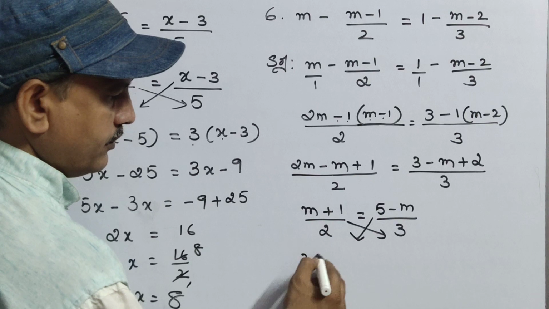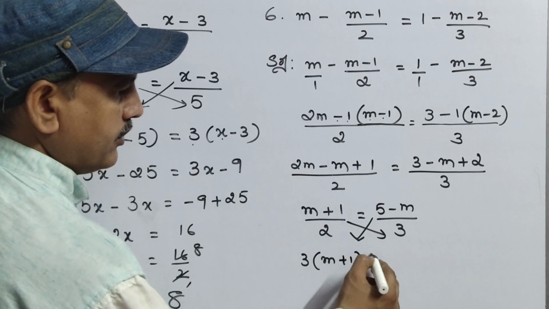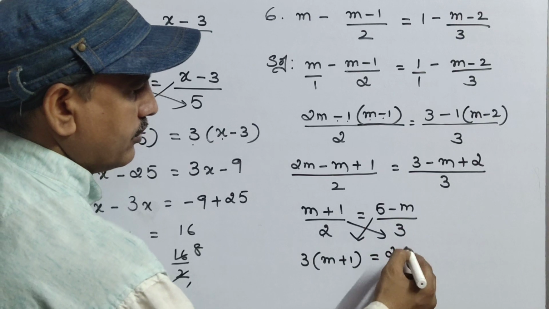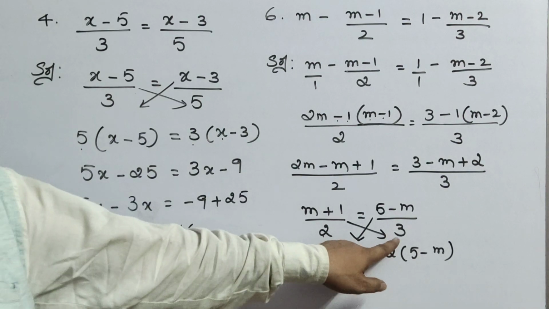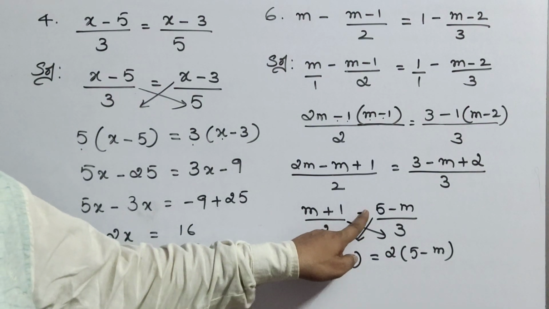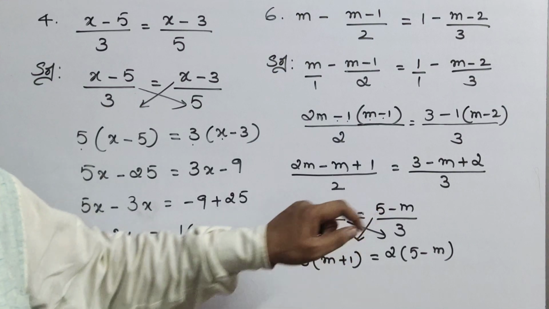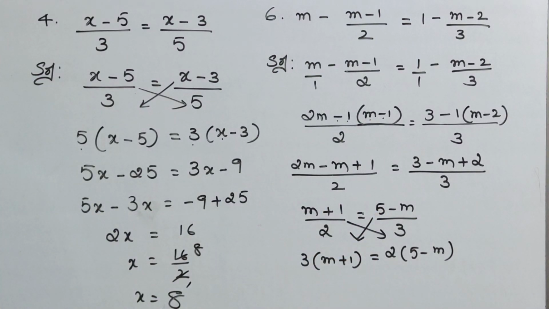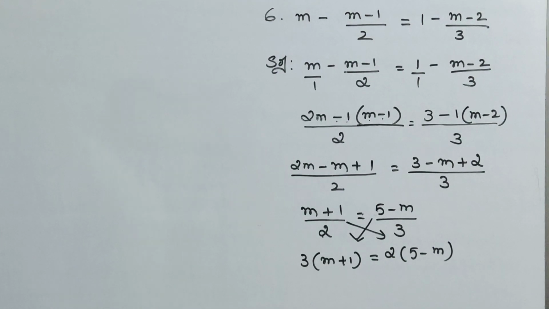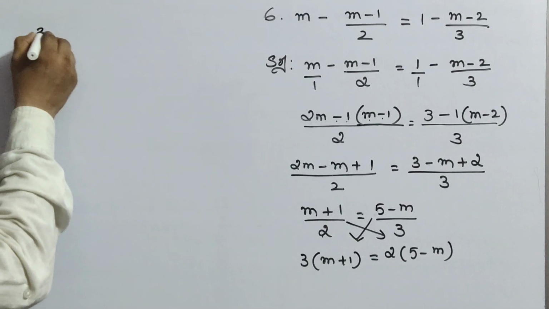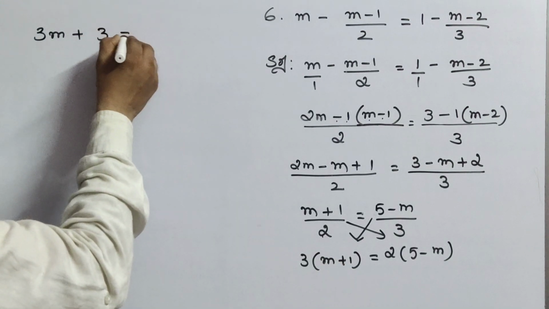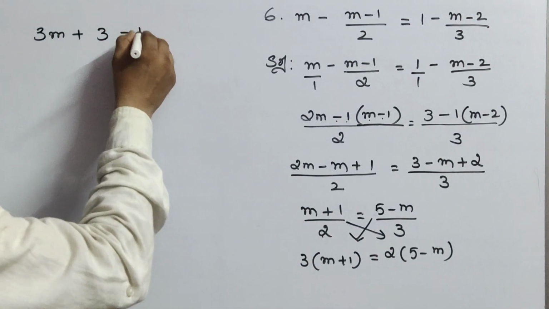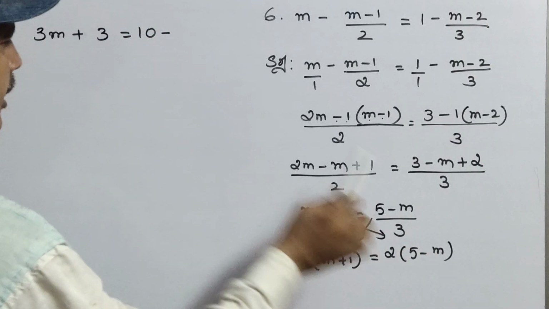3 into m plus 1 equals 2 into 5 minus m. Okay? 3 into m plus 1, 2 into 5 minus m. Okay children? Up to here it is clear? See here, I am writing this side. 3 into m, how much? 3m plus 3 ones are 3, equals 2 into 5, 10, minus 2 into m, so 2m.